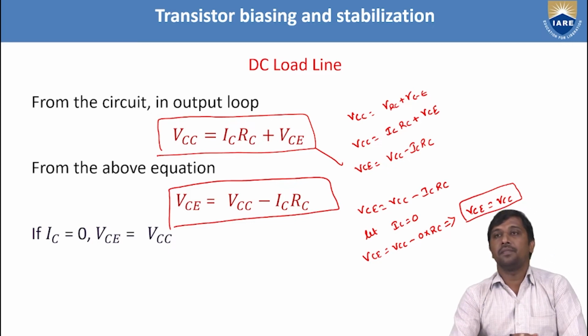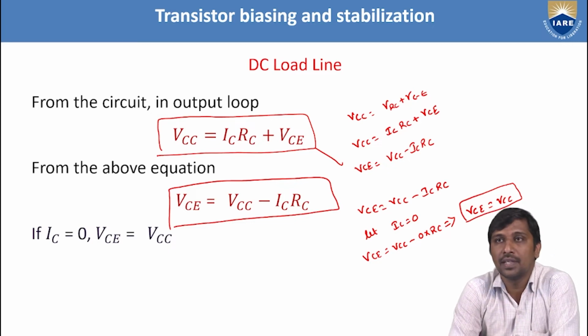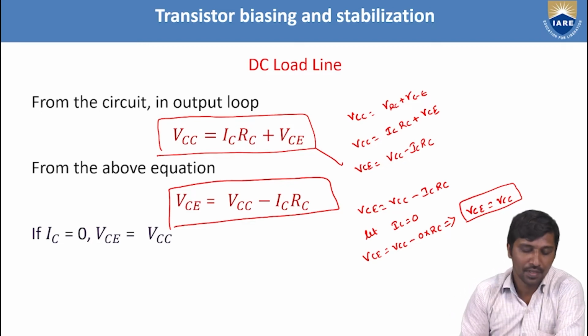So when the collector current is 0, the potential difference between collector and emitter is equal to the VCC point. If the collector current is 0, the collector to emitter voltage is equal to your VCC point.